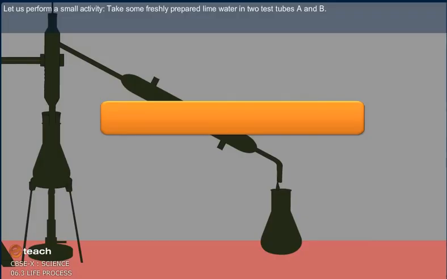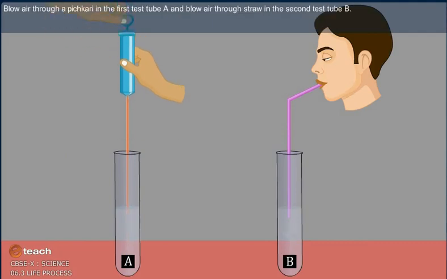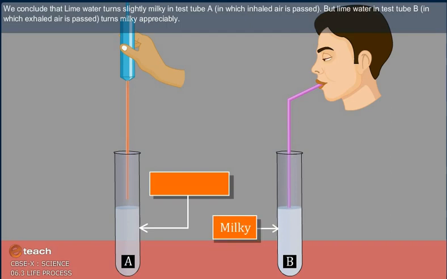Now let us perform a small activity. Take some freshly prepared lime water in 2 test tubes, A and B. Blow air through a pichkari in test tube A and blow air through a straw in the second test tube B. We conclude that lime water turns slightly milky in test tube A, in which inhaled air is passed, but lime water in test tube B, in which exhaled air is passed, turns milky appreciably.